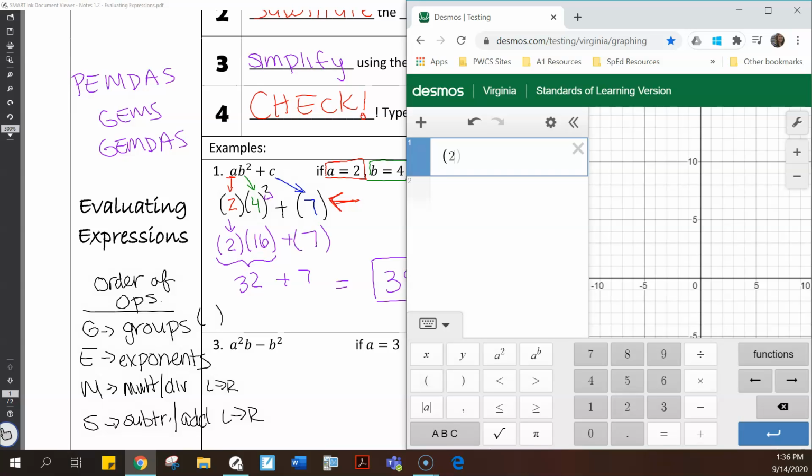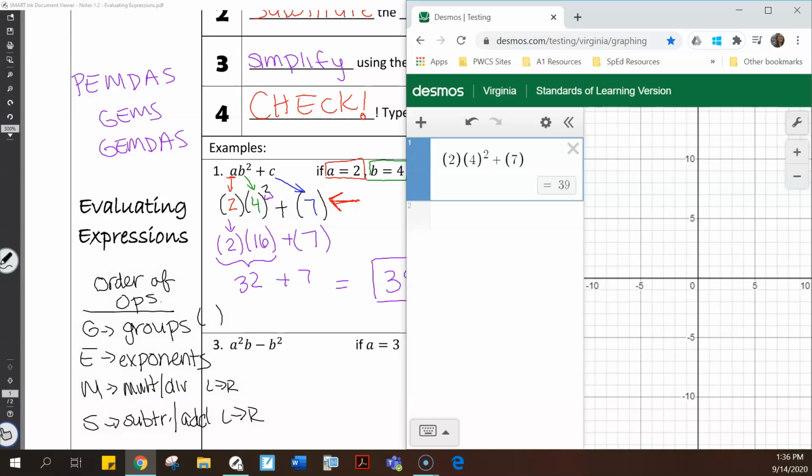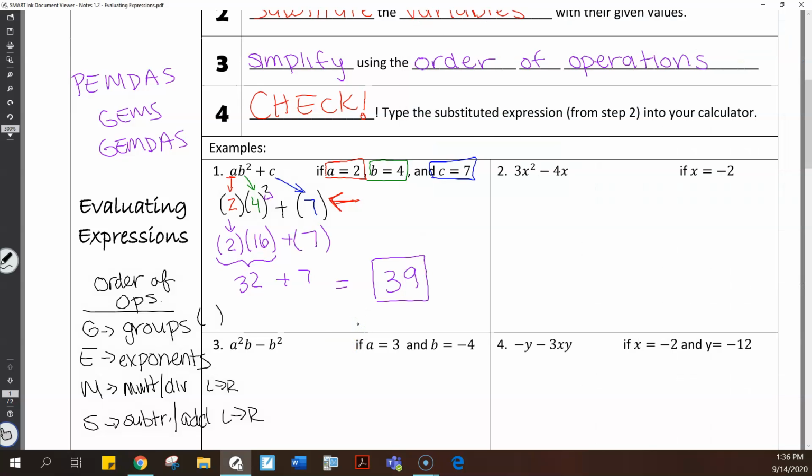So I've got parentheses 2 that represents my A. I have my parentheses 4 that represents the B and the square that goes along with that B. Plus my C, which was 7. Again, I'm using parentheses. This tells me that my answer is 39. That's what I got here. So I'm off to a pretty good start. Let's take a look at number 2 and try another one.